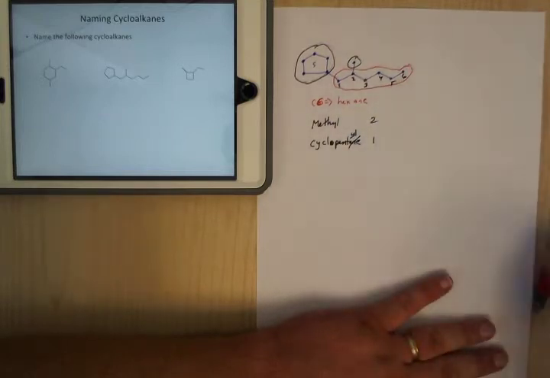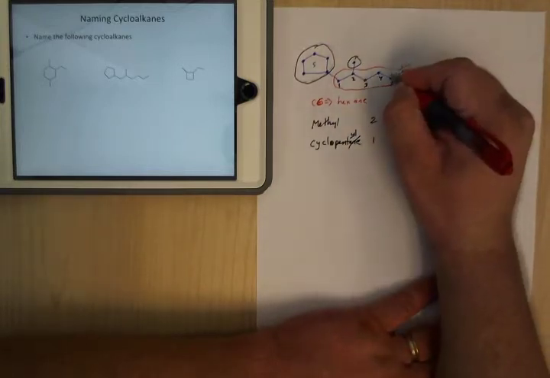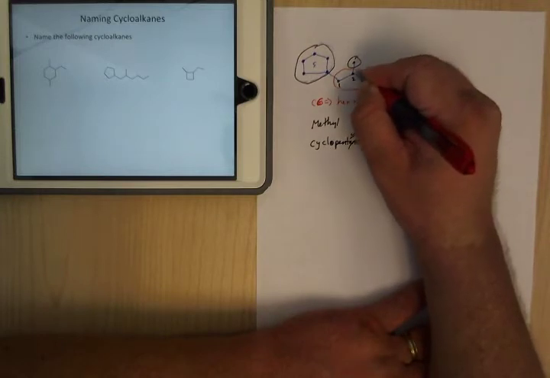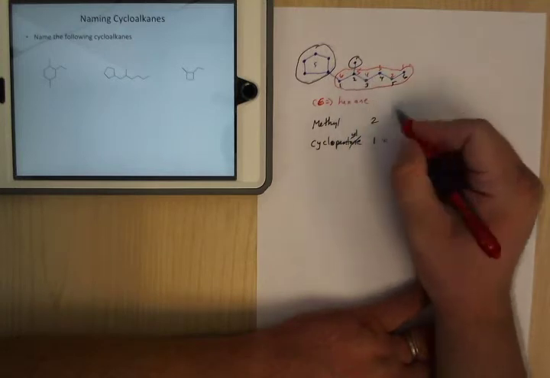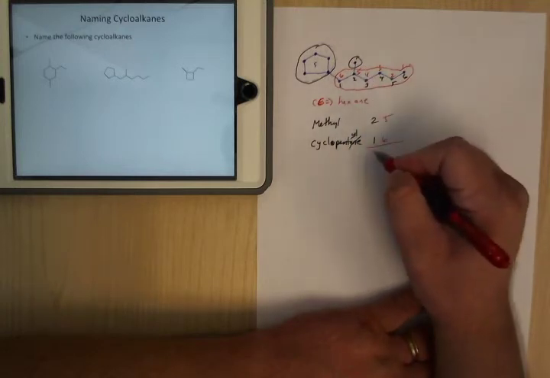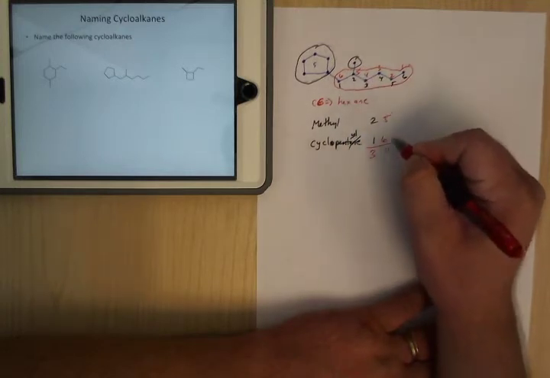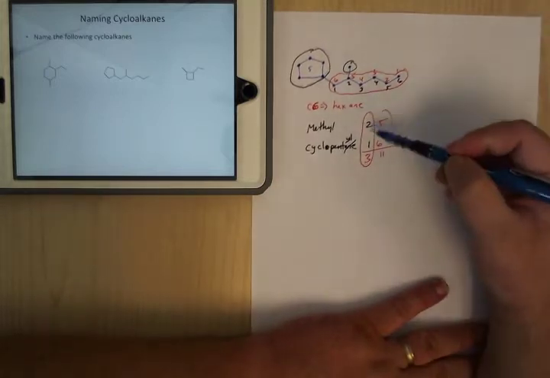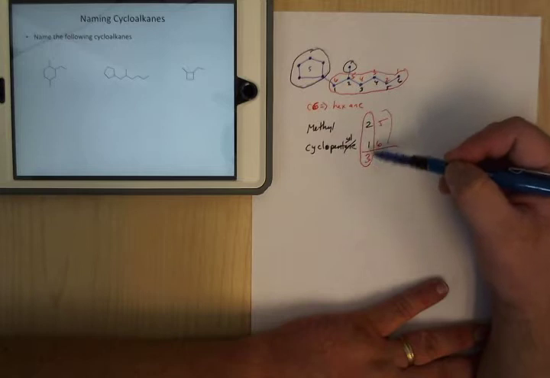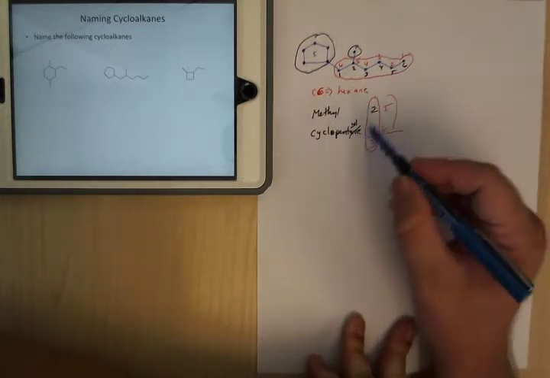Or we could go from this side, 1, 2, 3, 4, 5, 6. So here cyclopentyl is at 6, and this one's at 5. So add them up, it's 3 versus 11. So this is the name. We want the smallest number set, so wherever this adds up lowest, we go there. So be careful.